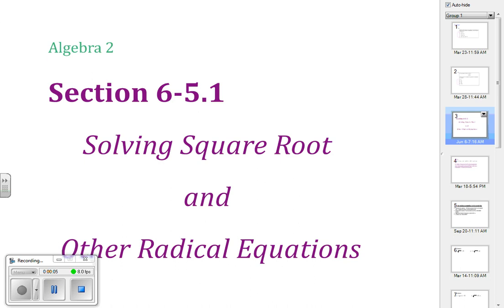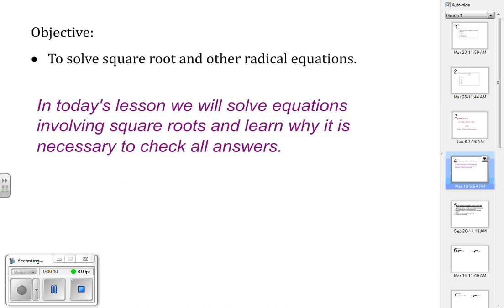Section 5 is all about solving square roots and other radical equations. First thing we're going to talk about is how we can solve equations that involve square roots and why you have to check your answers as part of the process.